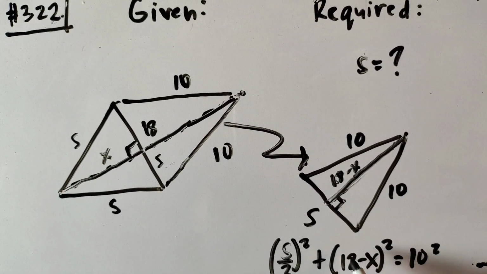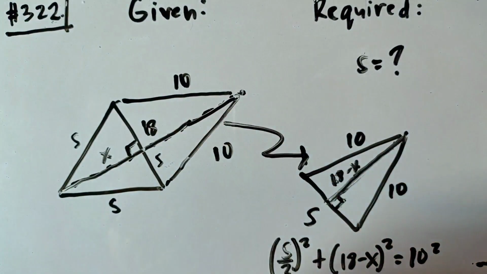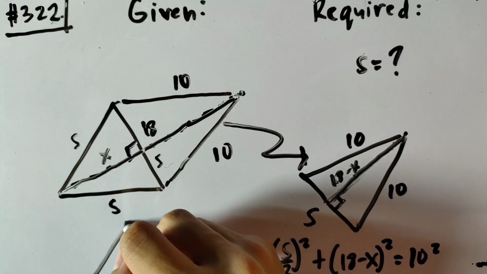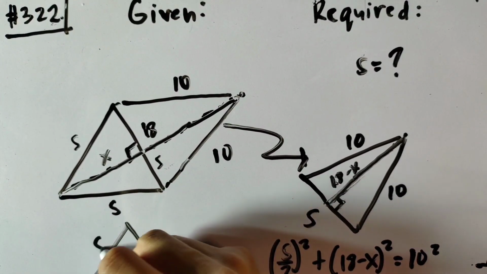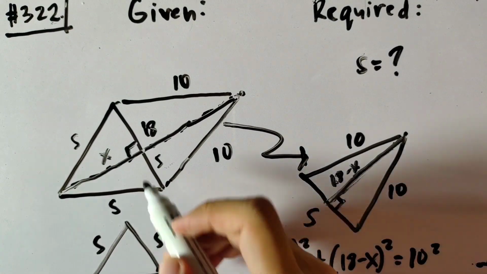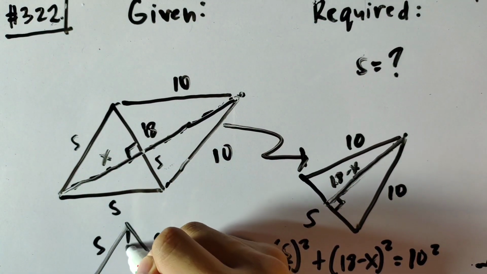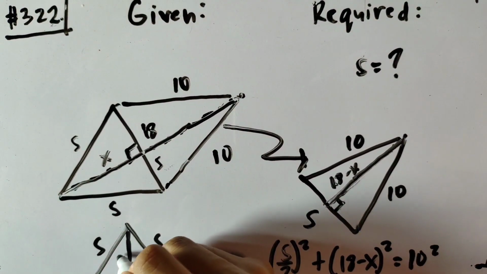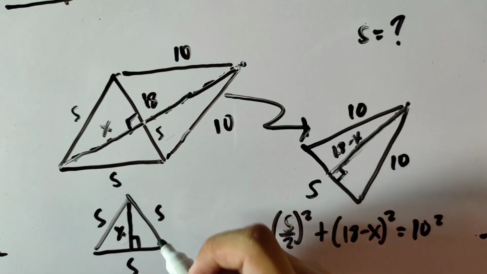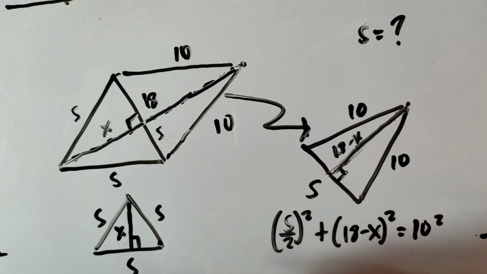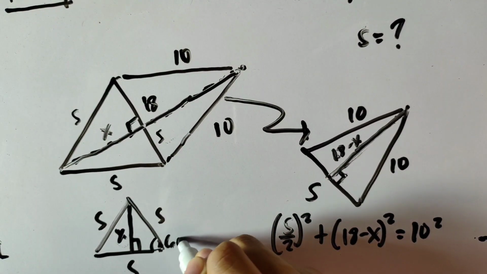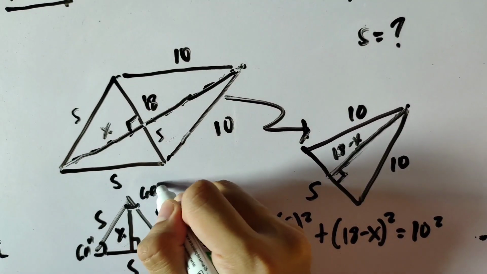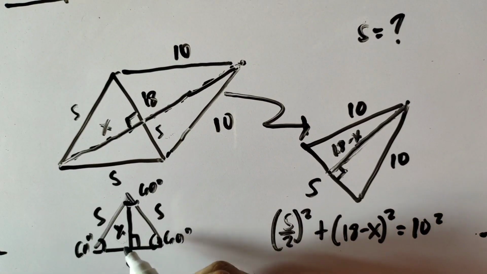So isolve muna natin yung value ng x using this triangle naman. So itong triangle na to, equilateral triangle. Tapos yung sides niya ay S. Tapos ito, perpendicular siya, parang height niya. Parang altitude ng triangle. Tapos ang value niya or height niya ay x. So alam natin na kapag equilateral triangle, ang angles niya ay 60 degrees. 60 degrees yan. Lahat. So ano kayang value ng x in terms of s?